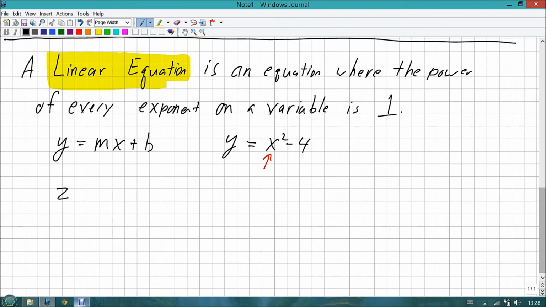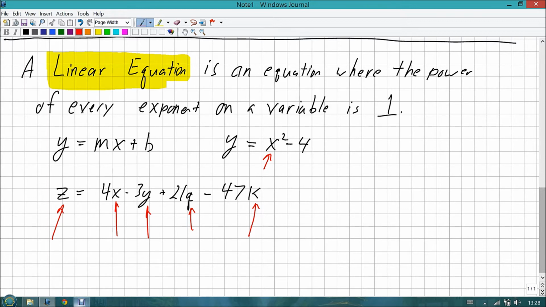Now, what about z is equal to 4x minus 3y plus 21q minus 47, pick another letter, k. Okay, there. What about that one? Is this one linear? Well, yes, because every exponent has a power of 1. So this is a linear equation in a lot of variables.